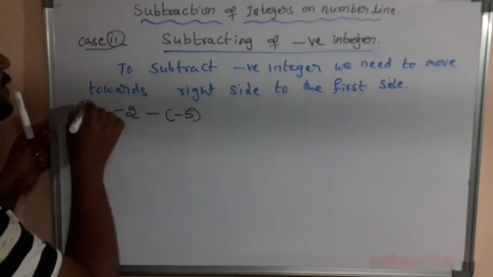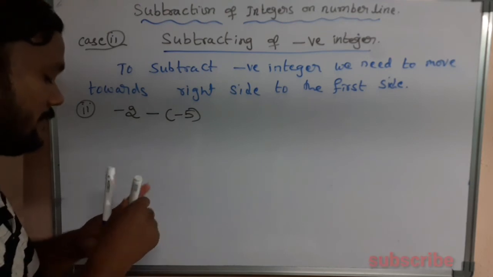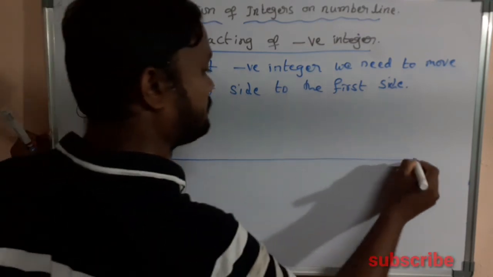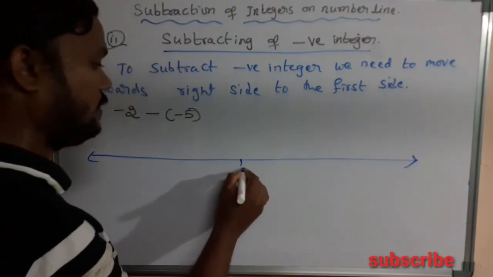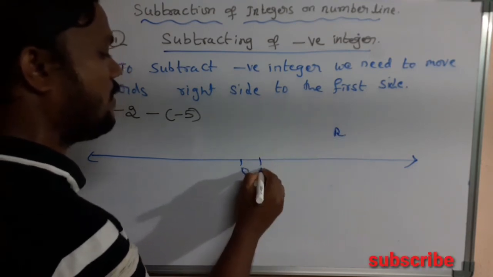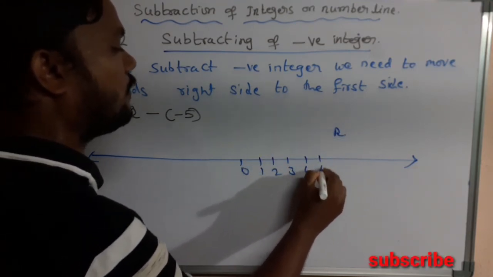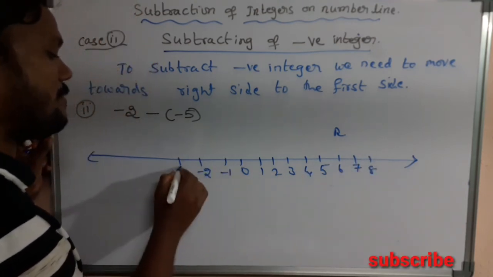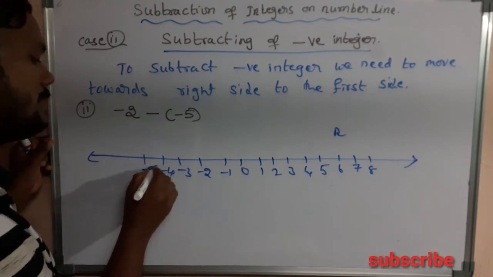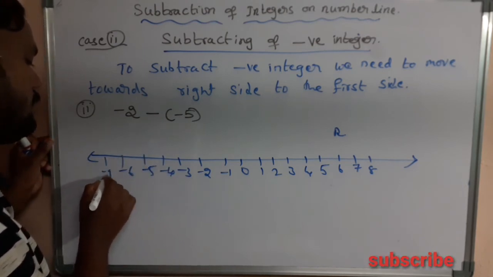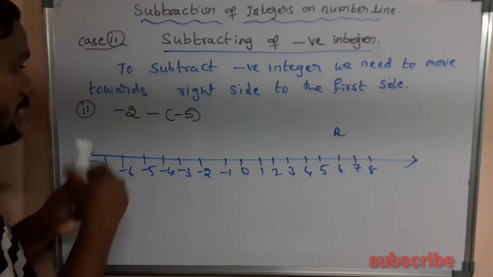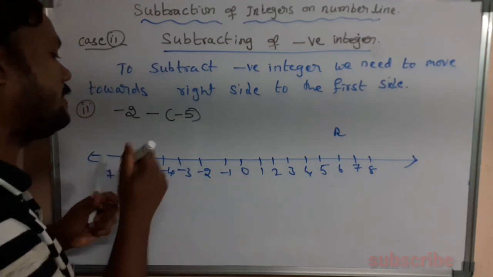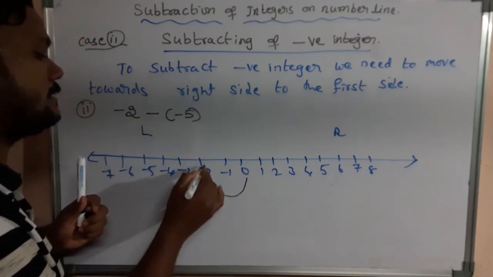Okay, the second example is what? Minus 2 minus negative 5. From the minus 2, we need to subtract the minus 5. So let us draw the number line. 0, towards the right side positive numbers 1, 2, 3, 4, 5, 6, 7 and 8, and so on. This side minus 1, minus 2, minus 3, minus 4, minus 5, minus 6 and minus 7. Now our first number is what? Negative 2, which is towards the left of 0. So here it is negative 2.